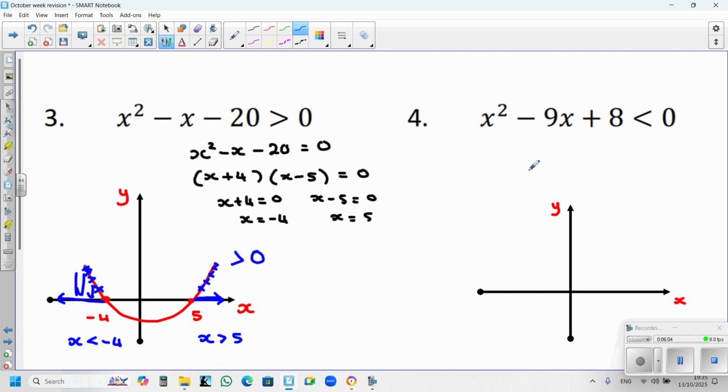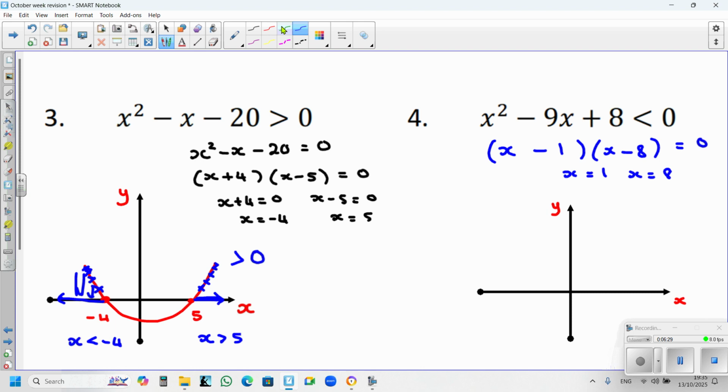Okay, next one, x squared minus 9x plus 8. So I'm looking for two numbers that multiply to give me positive 8, and we're going to make it equal to 0. And they give me negative 9. So it must be negative 8 and negative 1. So I can just do negative 1, negative 8. So either x equals 1 or x equals 8.